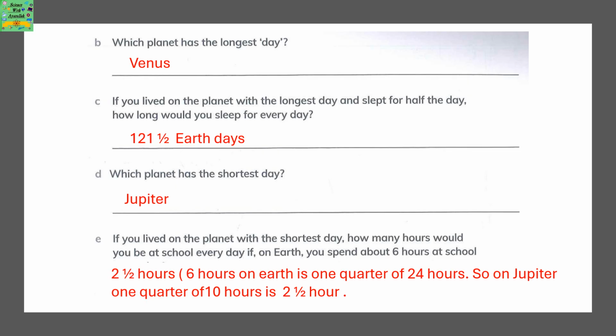If you lived on the planet with the shortest day, how many hours would you be at school every day? If on Earth you spend about 6 hours at school, you would be only 2.5 hours at school if you spend the time on the planet with the shortest day, because 6 hours on Earth is 1/4 of 24 hours. So on Jupiter, 1/4 of 10 hours is 2.5 hours, because the duration of the day on Jupiter is just 10 hours.